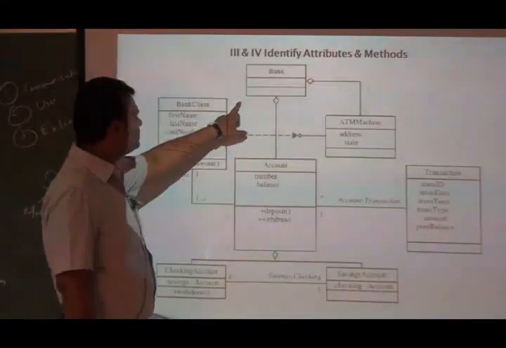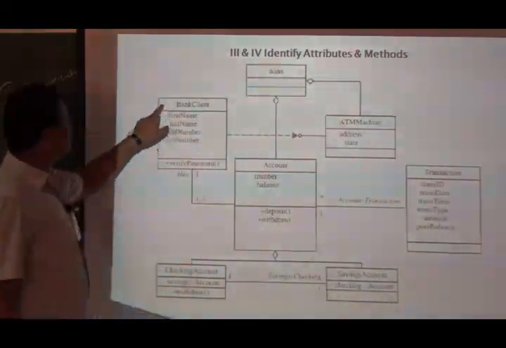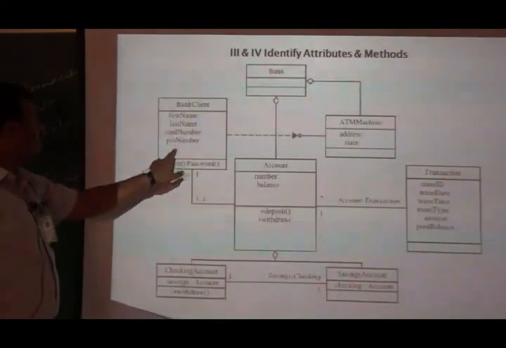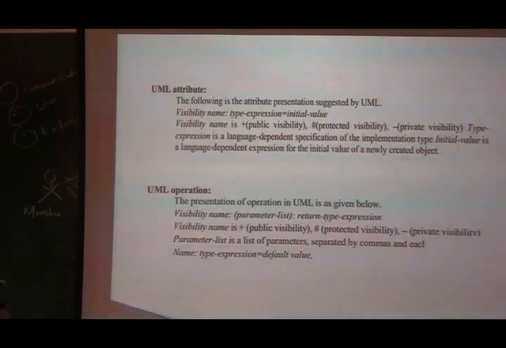How do we represent a class? A class is represented as a rectangle with three compartments. The first compartment represents the class name. Then the attributes, then the methods. Then what is the syntax for the UML attribute presentation and the UML operation presentation?